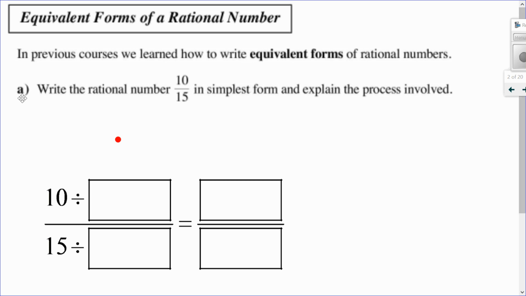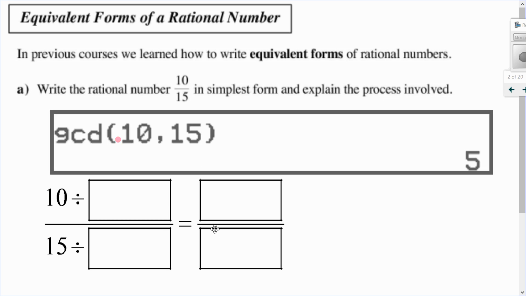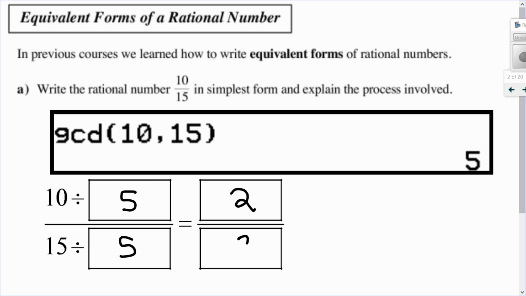For example, if you wanted to take 10 over 15 and write it in simplest form, you would divide the numerator and the denominator by the greatest common factor, which is 5. So I'm doing it to the numerator and denominator, which is fair. 10 divided by 5 is 2. 15 divided by 5 is 3. So this would be an equivalent fraction to 10 over 15. It would just be in simplest form.